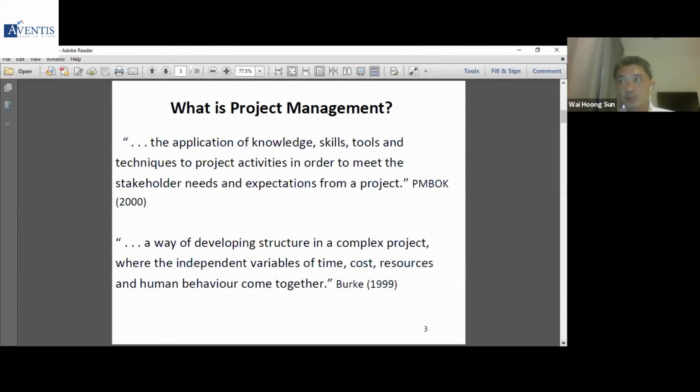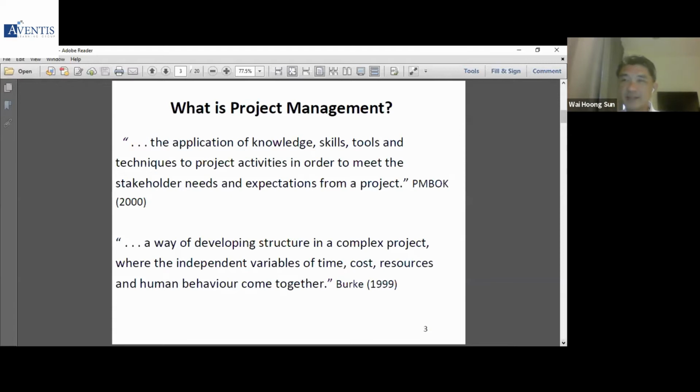Who else are the stakeholders? The project team members, they're also stakeholders. Who else are the stakeholders? Suppliers are also stakeholders, right? And of course, the company that the project is running in is also a stakeholder. So you would like to apply the knowledge of project management in such a way on a project so that you're able to meet the stakeholder needs and what is expected from the project.